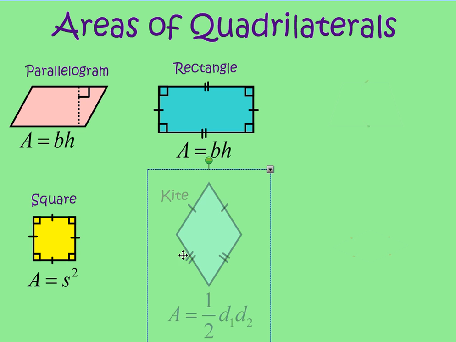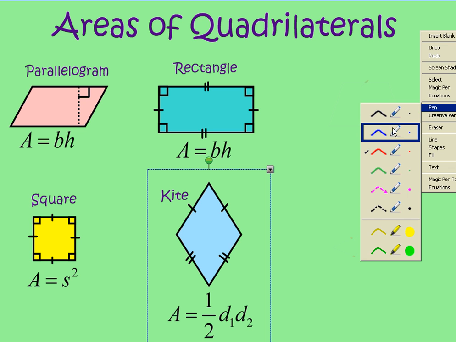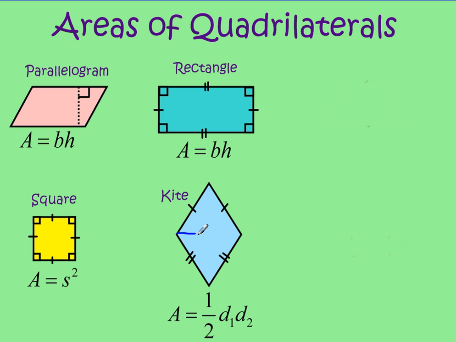Area of a kite is going to be 1/2 diagonal 1 times diagonal 2. So what you would need to find first is you'd have to know the measures for those two diagonals, and the length of one of these would be considered your diagonal 1, and then the length of the other one is going to be your diagonal 2. And once you multiply those together, you just divide by 2.